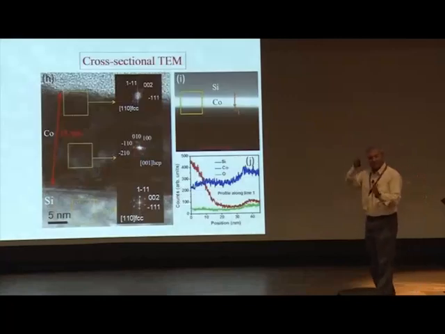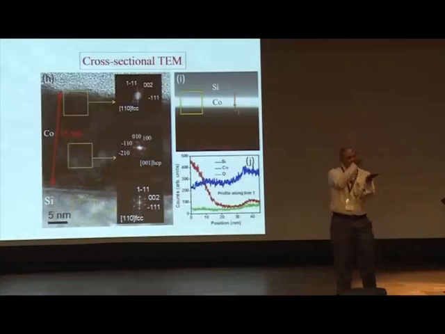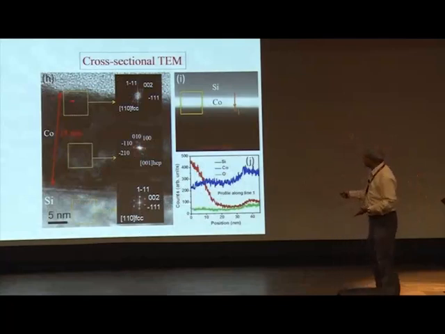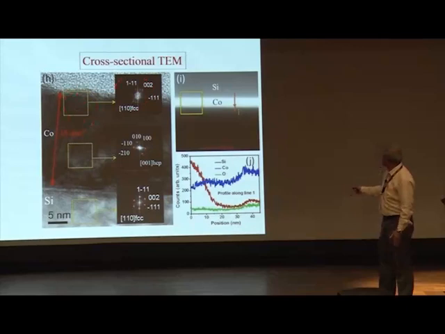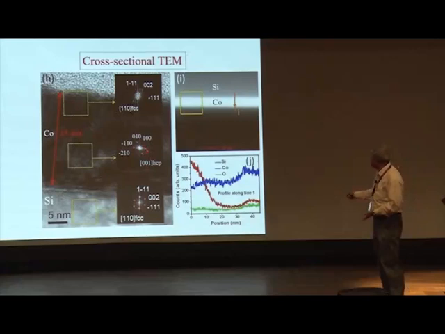Now if we take a slice, we have a sample, we cut it vertically and look from the side. What do we see? Here from the top part, if you take FFT, you see an FCC pattern. In the middle, you have HCP. So you know that we have HCP normal cobalt in the middle. That's what you see over here. And this is, of course, silicon, which is FCC.